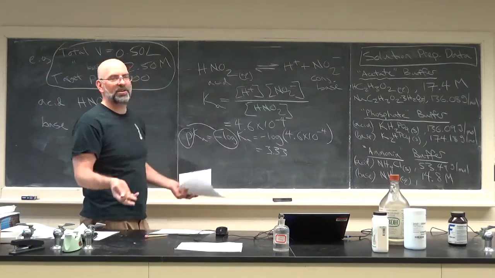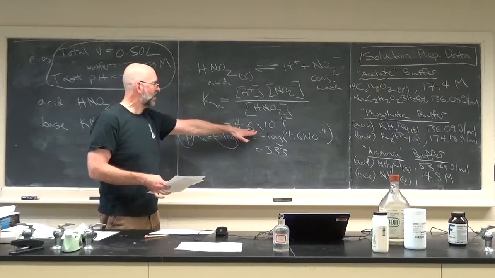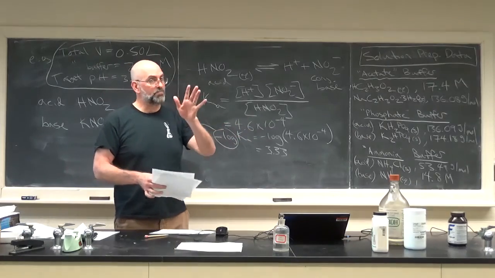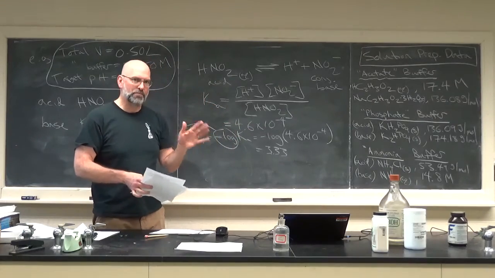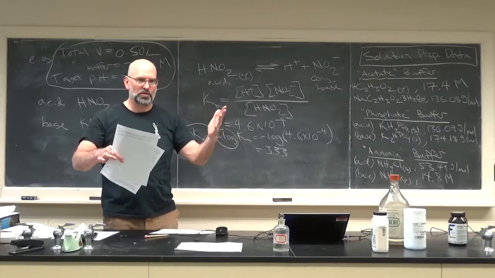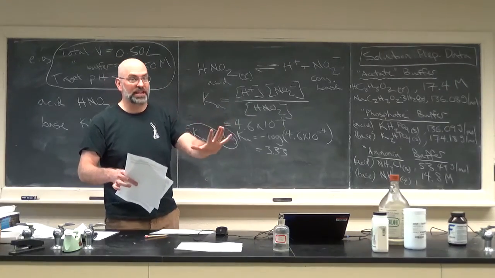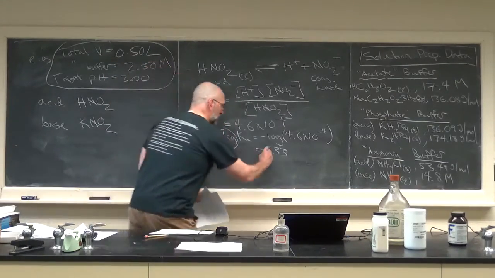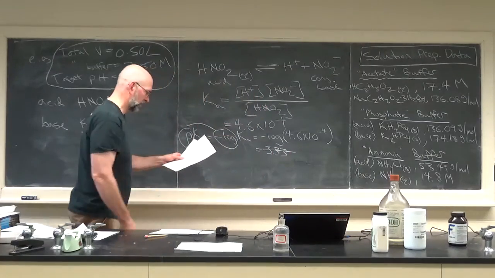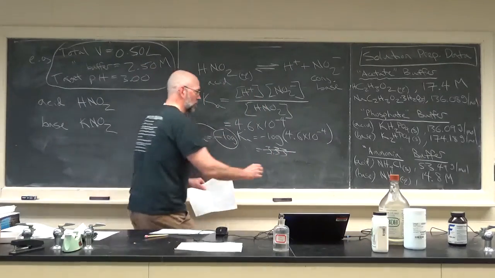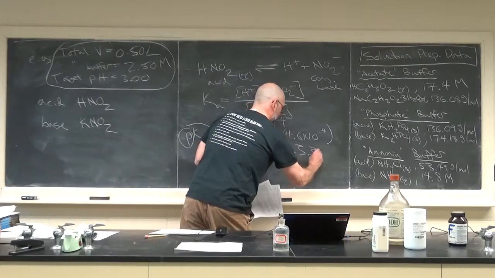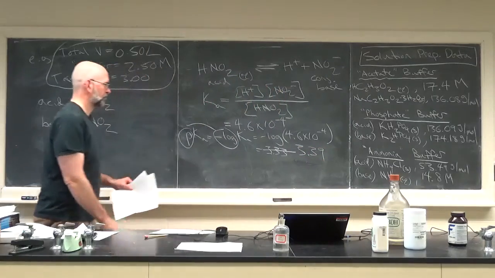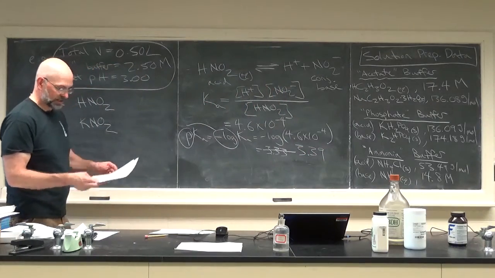Now, why is there a difference? These Ka values are imprecise. It really depends on how they're measured. So you look them up in different tables, you might get a slightly different answer. I don't want you to get hung up on that. So just to be consistent with the lab manual, we're going to take 3.39. Fine. Now we're set.